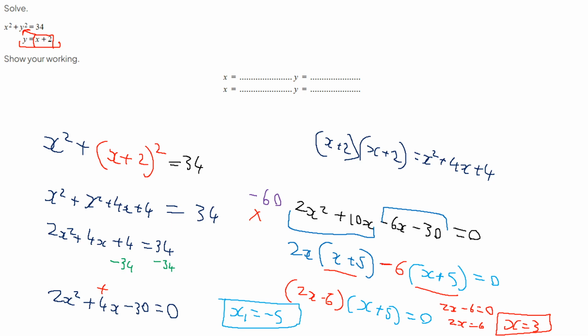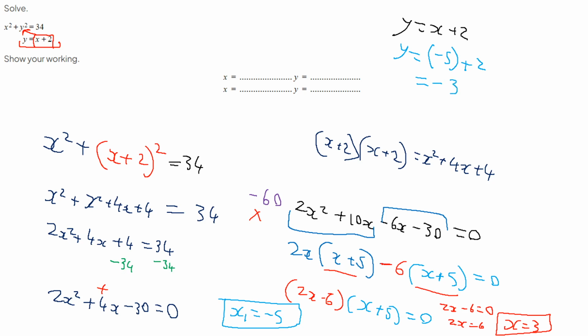And remember, we're told y is equal to x plus 2. So now, let's sub in each of these. So y1 is going to be, y is equal to minus 5 plus 2. Which is equal to, what's minus 5 plus 2? Minus 5 plus 2 is simply going to be equal to minus 3.